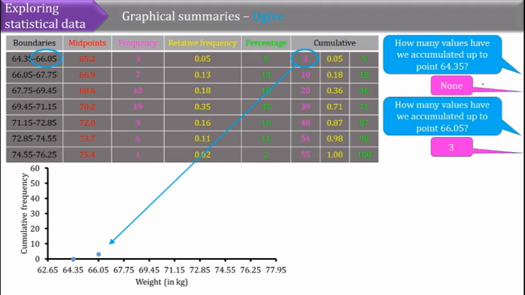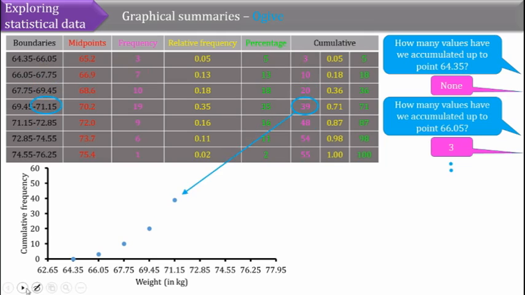Then the next question, how many values do we have up to 66.05? Well, that's the end of the first class, and at the end of the first class, I've already got 3 values. So I'll make a dot at height 3. Then next, how many values do I have up to 67.75? Well, up to 67.75 means that I've added 3 and 7, which is my cumulative 10.